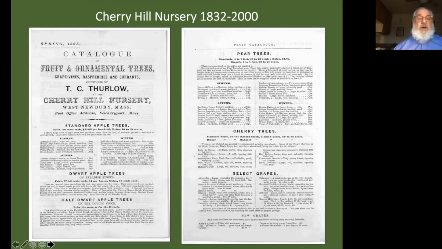And just take a look at this catalog, which is from 1865. What is the nature of the trees that are being purveyed? Apple trees, cherry trees, pear trees, fruit trees. That seemed to be a big push by the Thurlow Nursery.